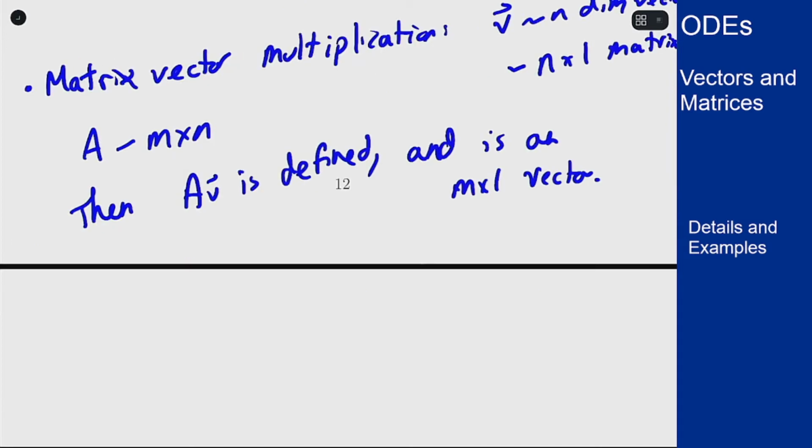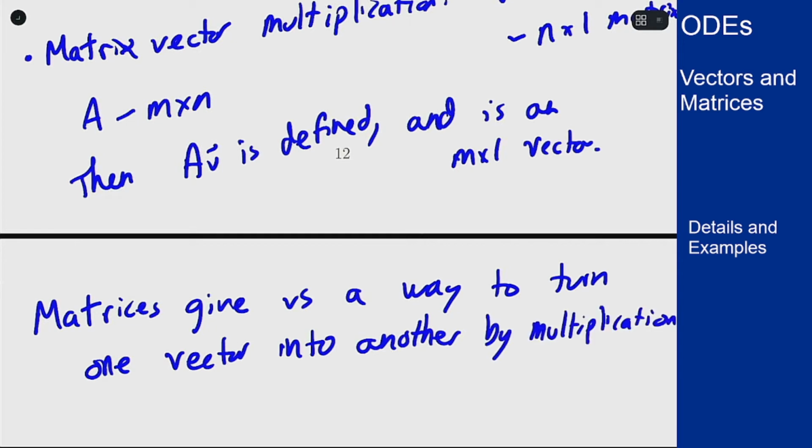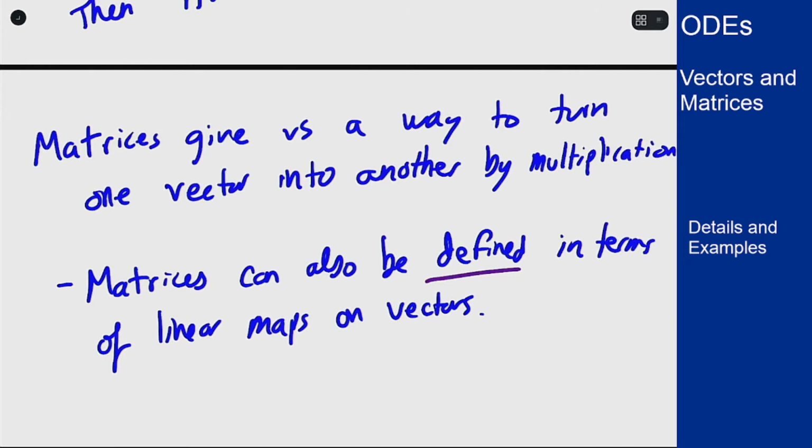The reason why I bring this up is to mention the fact that we can multiply matrices by vectors if the dimensions match up. In particular, I can multiply an m by n matrix by an n vector, and it turns it into an m vector. So matrices give us a way to turn one vector into another by multiplication. We can also think about defining matrices from the outset as linear maps on vectors, which was done in a separate video. And because matrix multiplication by itself is distributive, so is this.